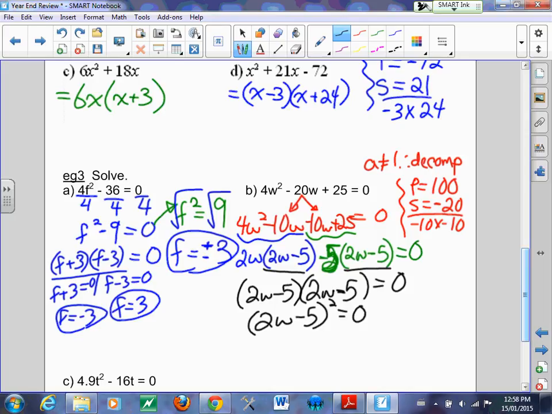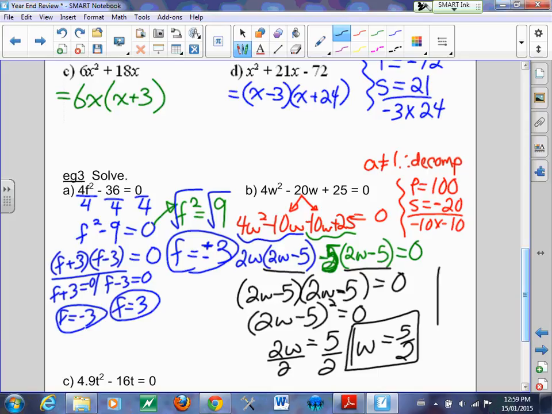Now, to solve this, ladies and gentlemen, we are going to rearrange, because they're the same. We're just going to solve for w. So 2w equals 5, and divide both sides by 2. So w equals 5 over 2. This is a case where there's one answer. That means if I plot this at 5 over 2, which is 2.5, my vertex is there, and A is 4, so it opens up. So that's a case where the vertex is on the x-axis.